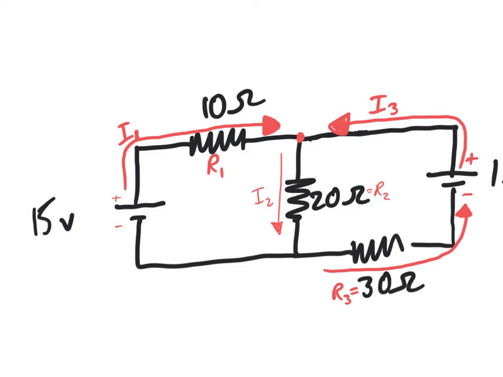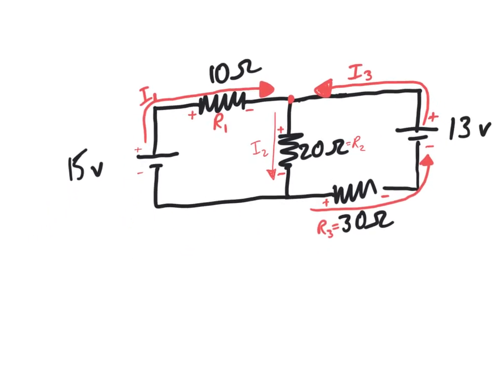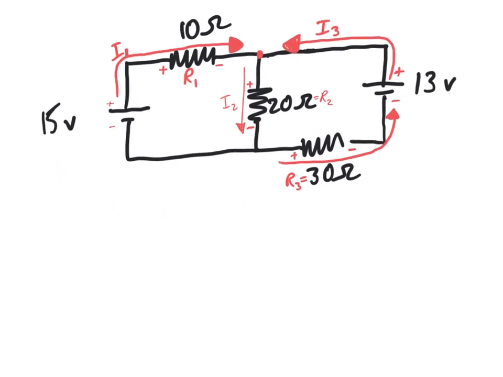Remember that for resistors, the current goes in the high voltage side and out the low voltage side. In the high voltage side, out the low voltage side, in the high voltage side, out the low voltage side. There we have it. Positives and negatives have been identified.